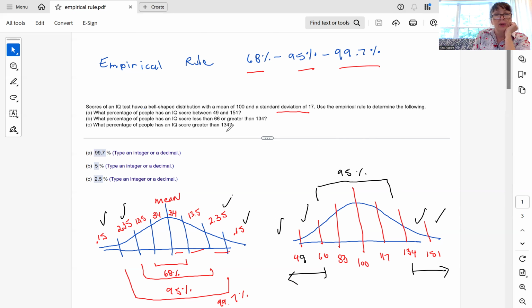And then they'd like to know, how about a score more than 134? So more than 134 would be these last two bars. And those last two bars were 2.35 and 0.15, which add up to 2.5. All right, let's see what else we got here.